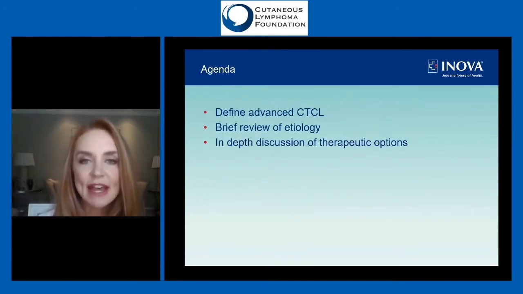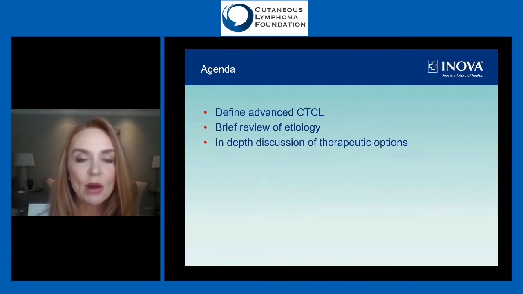So here's my plan for the day. I want to briefly define what advanced cutaneous T-cell lymphoma is. We'll have a brief review of the etiology or theories for why people get this disease. And then most of the talk will focus on treatment options. So I'll talk about the mechanisms of action of basic therapies that we use, the track record of those therapies, and then try to give some insight as to why your provider may choose one therapy over another in your treatment plan.